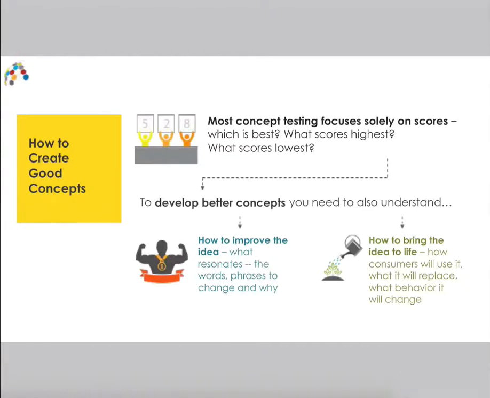So first, I assume many of you are here because you're focused on concept development. And what happens in concept development is a lot of times when we're testing ideas, we focus mostly on the scores. But really what you want to understand are two things. One, did you get the idea right, and how can you strengthen it? And then importantly, how can you bring it to life? Because you want to understand how consumers are going to use it. Is it going to replace something that they're currently doing? Are you going to change behavior? And those are all things that we need to factor into the learning when it comes to developing a good idea.